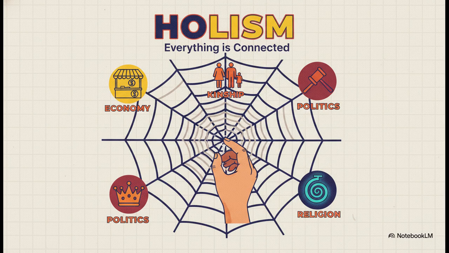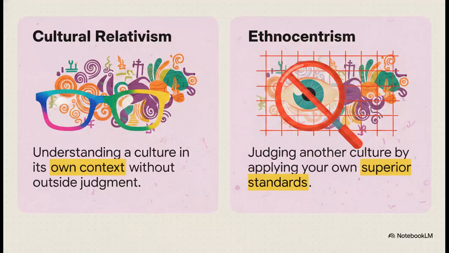Imagine plucking one single strand, say the economy. Well, that vibration travels through kinship, politics, and religion. You simply cannot study human family structures without looking at how they feed themselves or how they govern themselves. Everything is connected. And that actually brilliantly illustrates our next core dynamic: cultural relativism versus ethnocentrism.